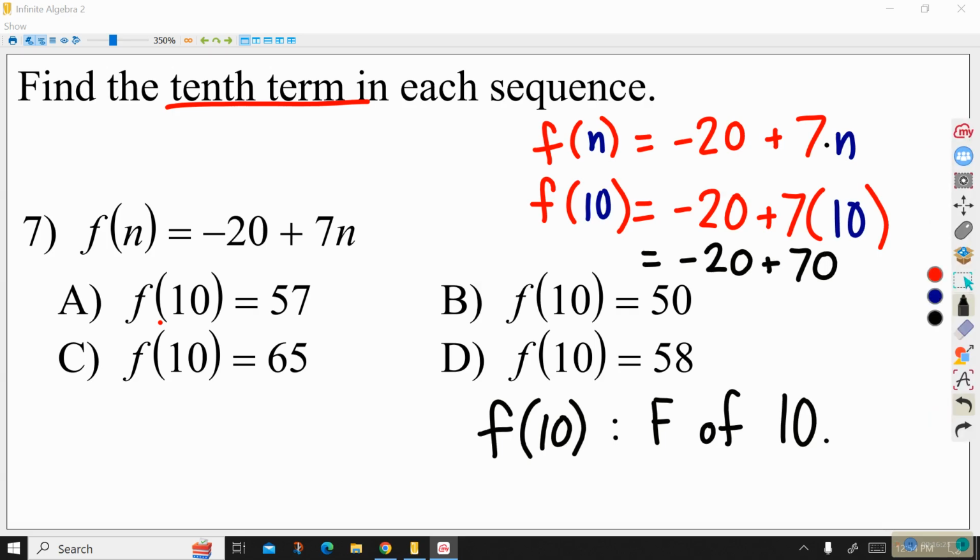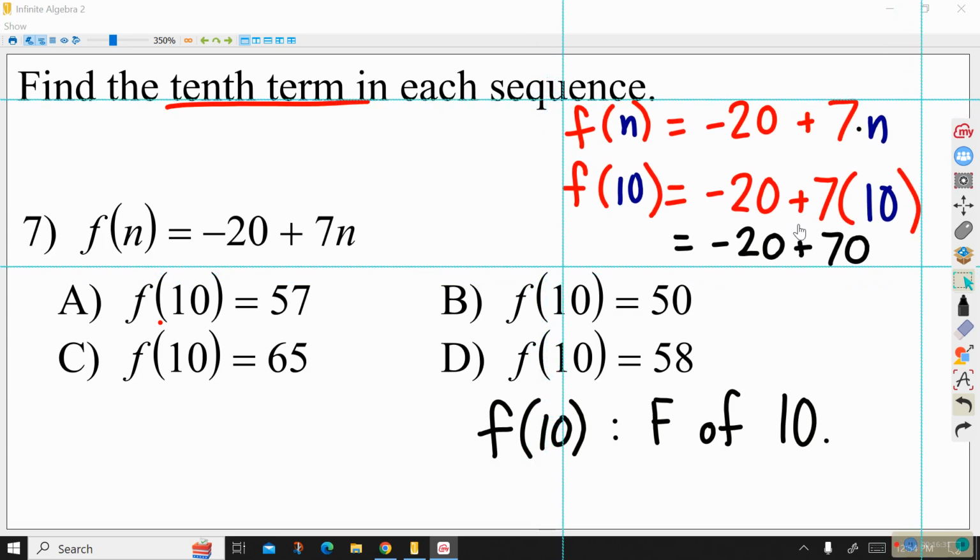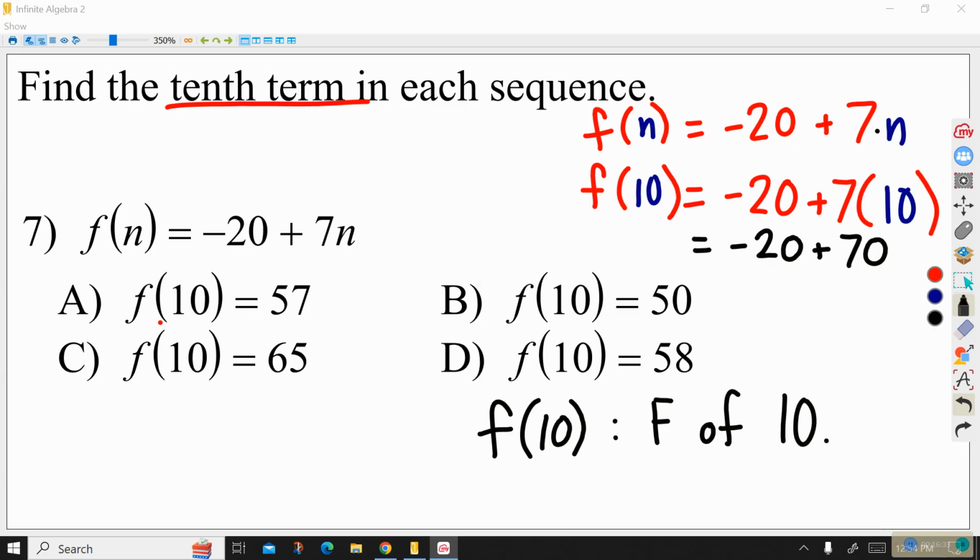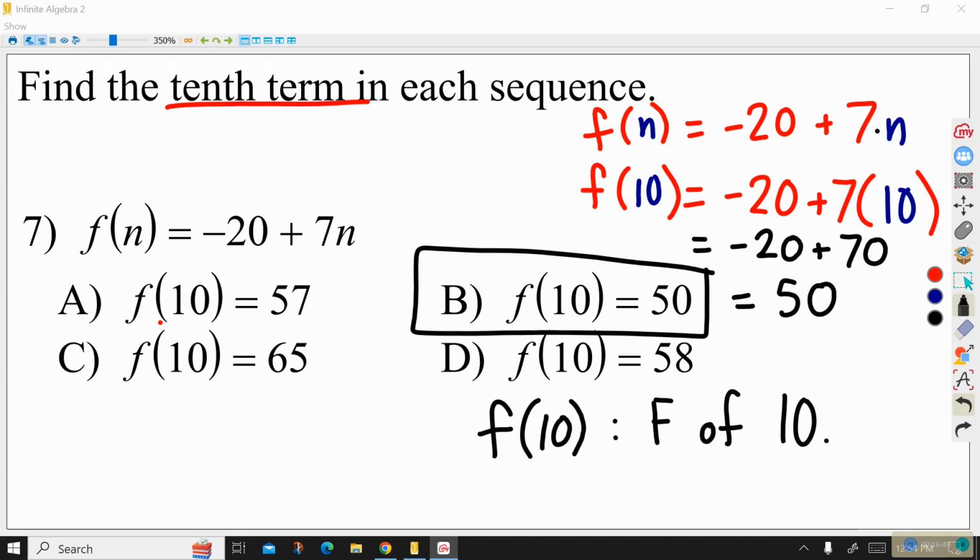So when I take a look at this calculation that I'm doing, we can see that we have negative 20 plus 70, and that is just equal to 50. Do you guys see that answer anywhere? I think we see it right here. This one isn't necessarily one we want to do by process of elimination. I think you want to do this directly by just making the calculation and finding the correct answer. We'll have to do more examples, but again, we're substituting in 10 for n.